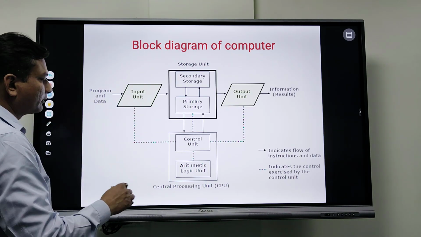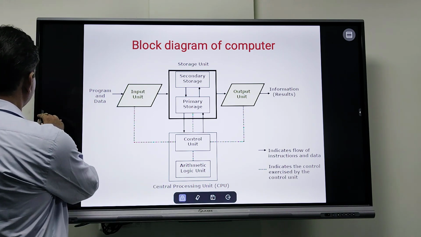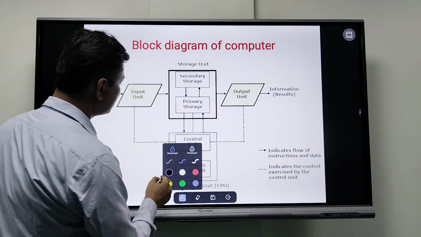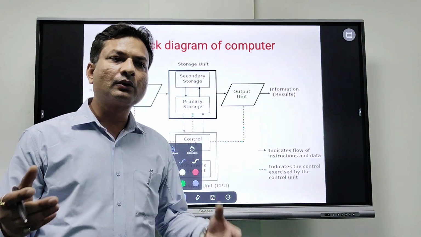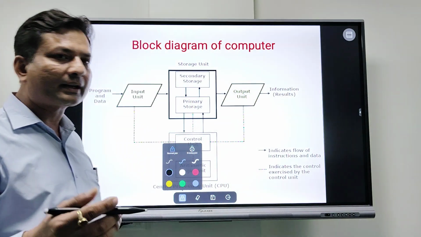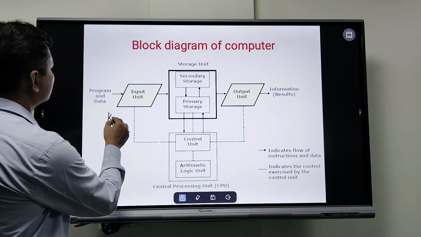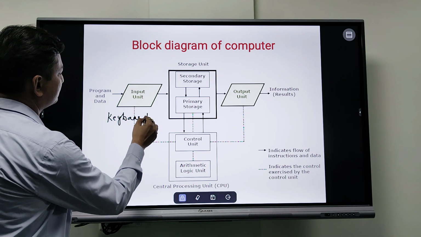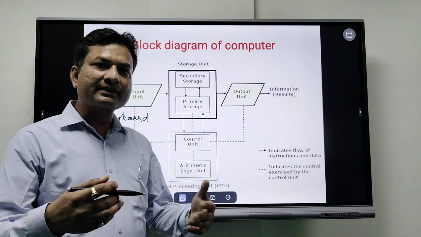So various examples of input units are available. We must know what are the various devices that are available in the market to input data into the computer. There are many devices available, for example, keyboard. Through the keyboard, we can input text data inside the computer.